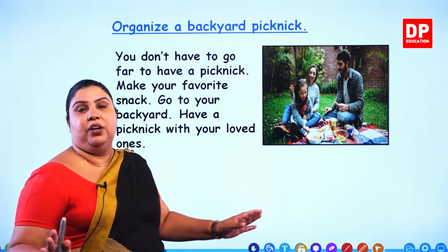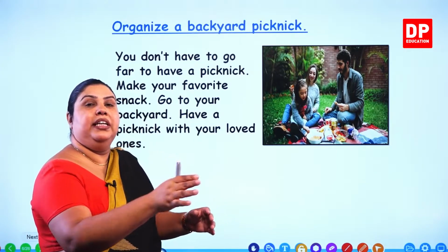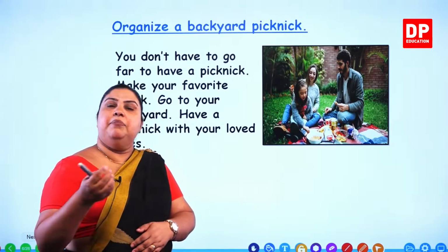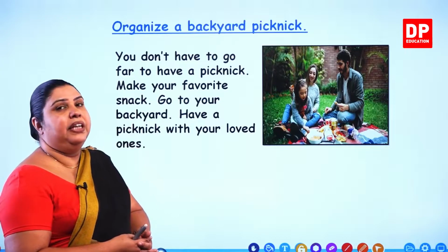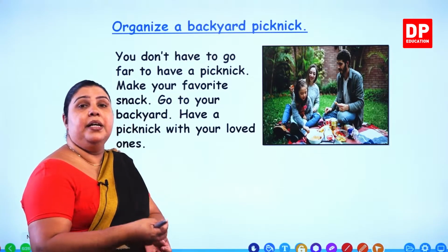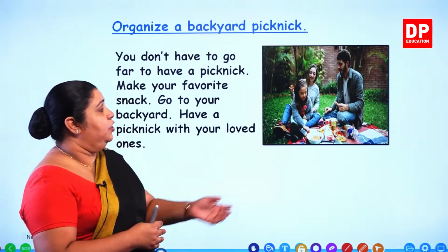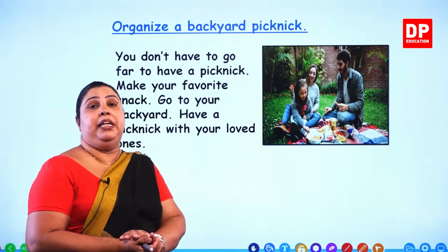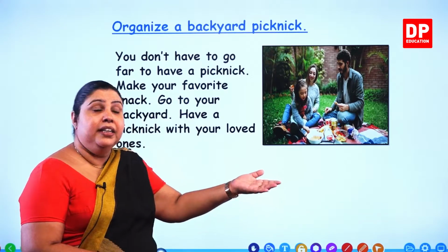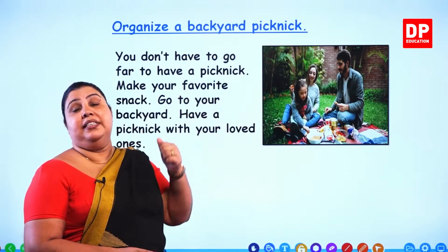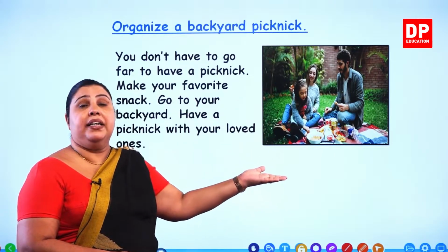We can have a mat on the ground. We can keep all the little snacks, the sandwiches and biscuits and little things that we can buy, and we can make them on our own. And we can enjoy a small picnic with the family. So you can have that picnic in your backyard itself.